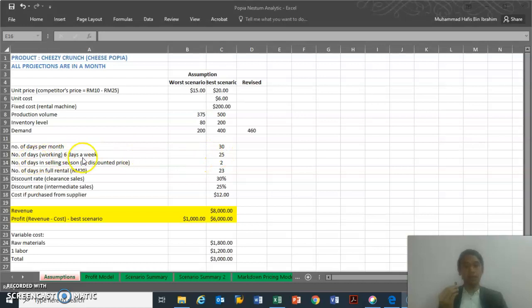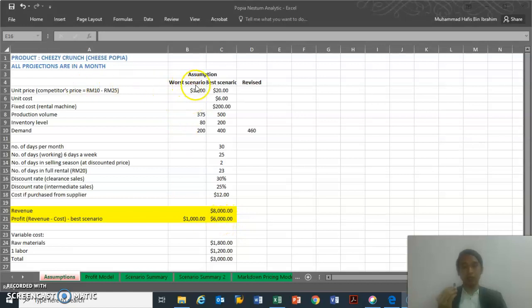The number of days that I am selling is 6 days a week, which is 25 days a month. My number of days in selling season at discount price is 2 days a month, and the number of days at full retail is 23 days a month. The discount rate for clearance sale is 30%. The discount rate for intermediate sale is 25%, and the cost if I purchase from another supplier is 12 ringgit. I estimated my revenue and profit will be 8,000 ringgit and 6,000 ringgit.